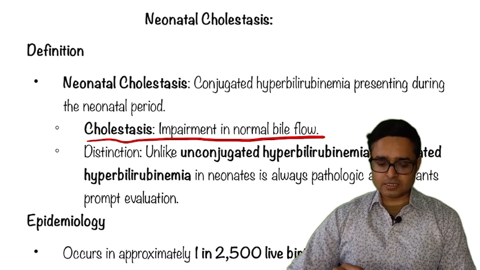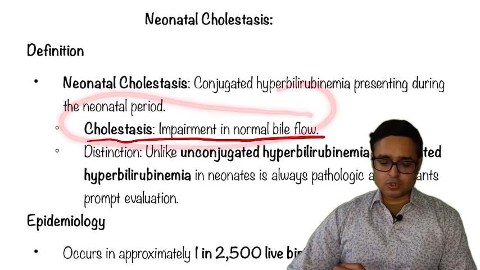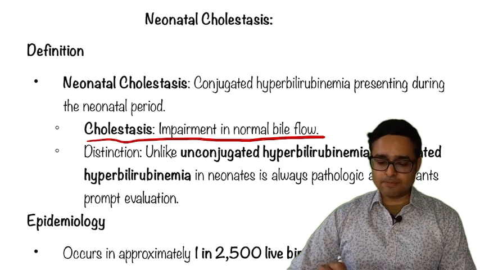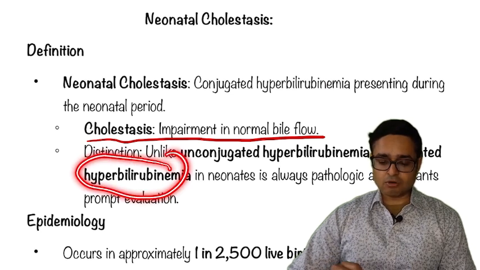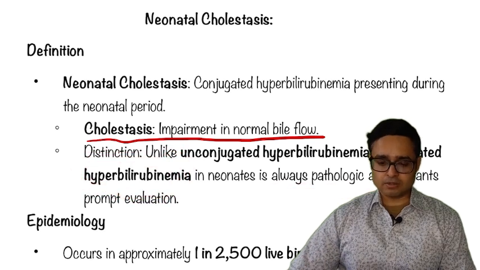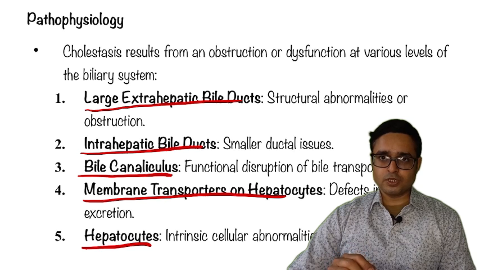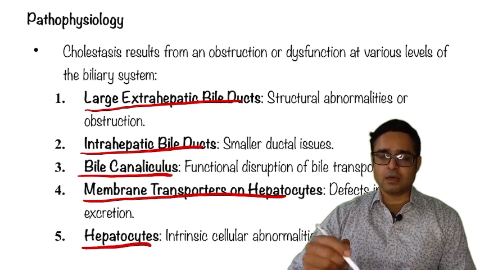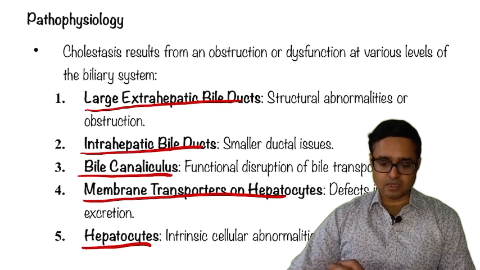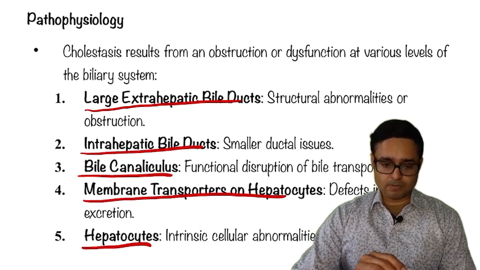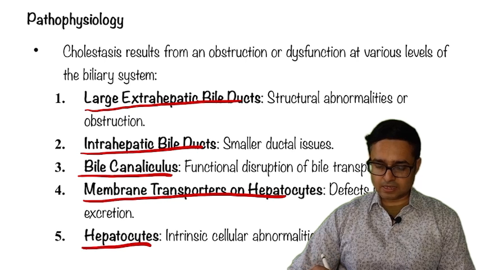Cholestasis means impairment in normal bile flow. So, unlike unconjugated hyperbilirubinemia, conjugated hyperbilirubinemia in neonates is always pathological. This thing we know. So we'll discuss the pathophysiology of this conjugated hyperbilirubinemia, that is neonatal cholestasis. To get a basic understanding of this concept, let's understand the anatomy.